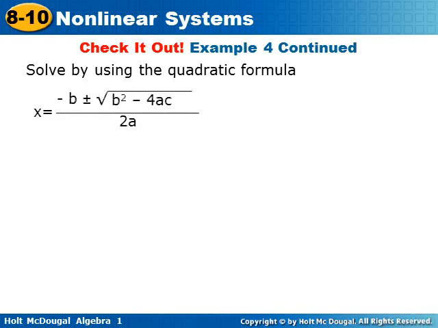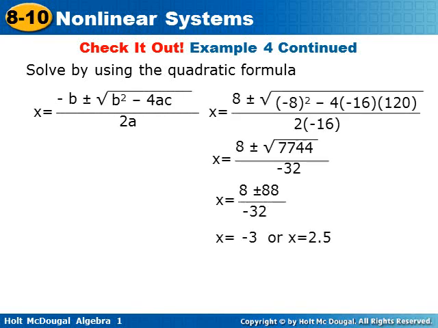We're going to solve by using the quadratic formula: x equals negative b plus or minus the square root of b squared minus 4ac, divided by 2a. So we get x equals negative 1 times negative 8, which is positive 8, plus or minus the square root of negative 8 squared minus 4 times negative 16 times 120, divided by 2 times negative 16. So we get x equals 8 plus or minus the square root of 7,744 divided by negative 32. So x equals 8 plus or minus 88 divided by negative 32.